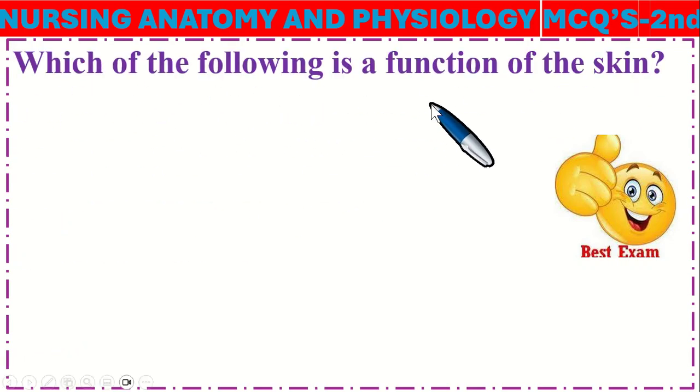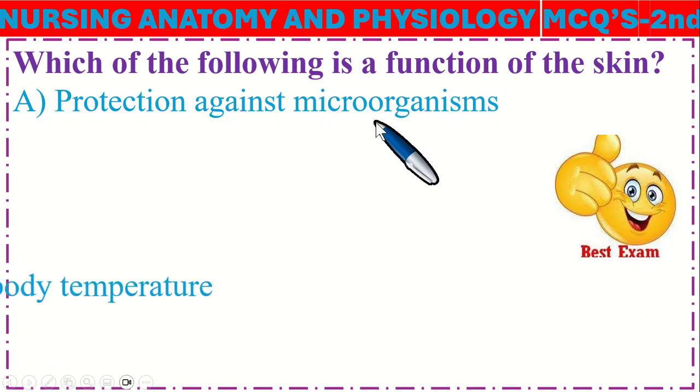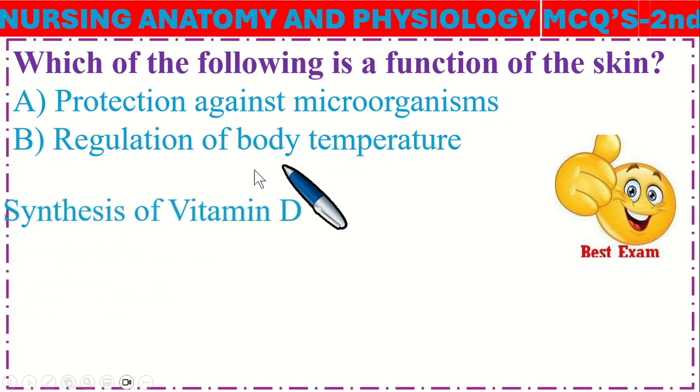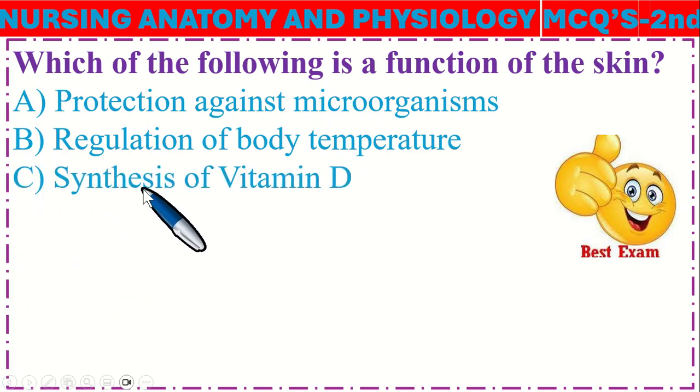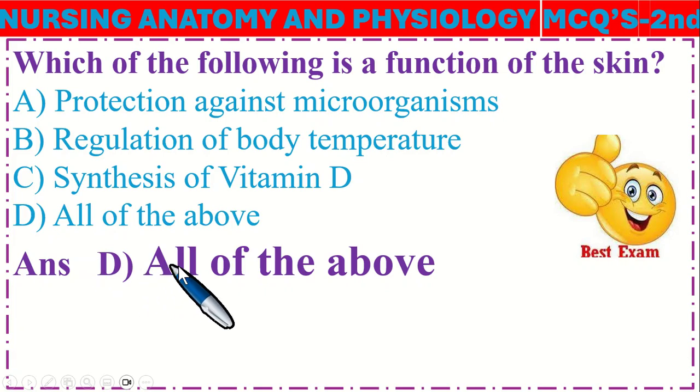Which of the following is a function of the skin? Option A, protection against microorganisms. B, regulation of body temperature. Option C, synthesis of vitamin D. And option D, all of the above. So the correct option is D, all of the above.